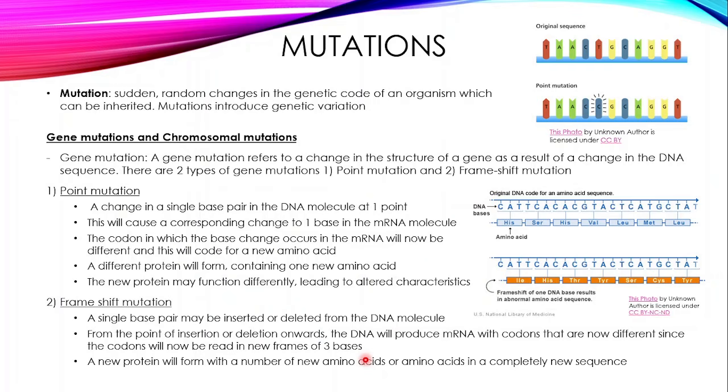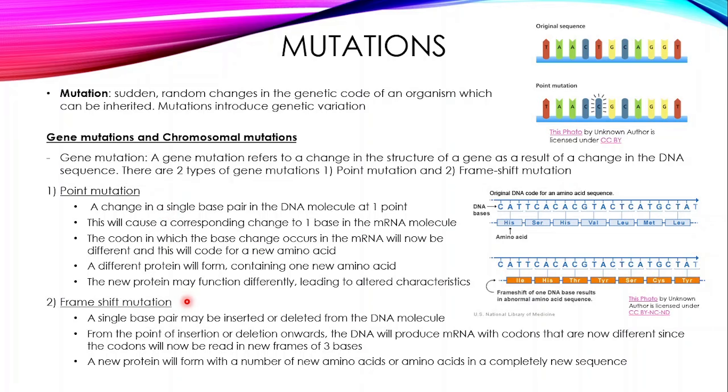Then we get to mutations. So a mutation is a sudden random change in the genetic code of an organism which can be inherited. And mutations introduce genetic variation. So we get gene mutations and chromosomal mutations. A gene mutation refers to a change in the structure of a gene as a result of a change in the DNA sequence. There are 2 types of gene mutations. Number 1, a point mutation, and number 2, a frameshift mutation.